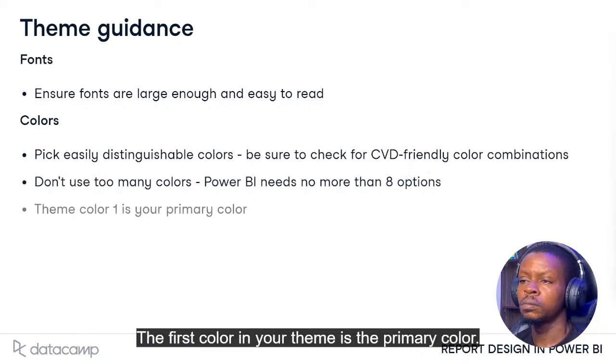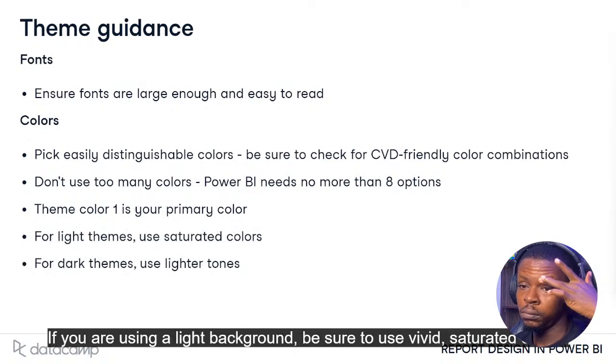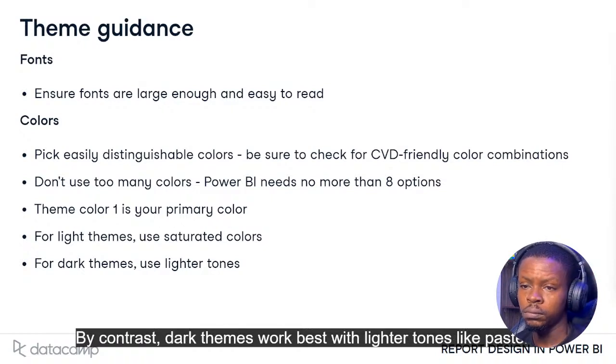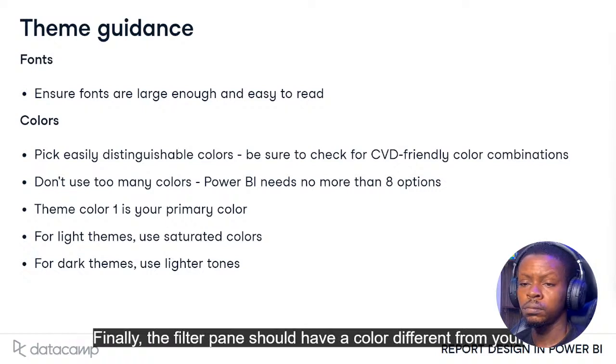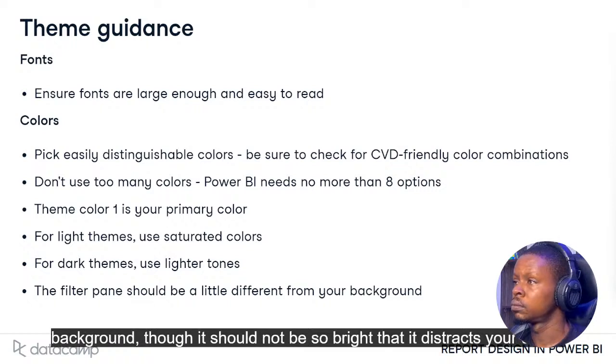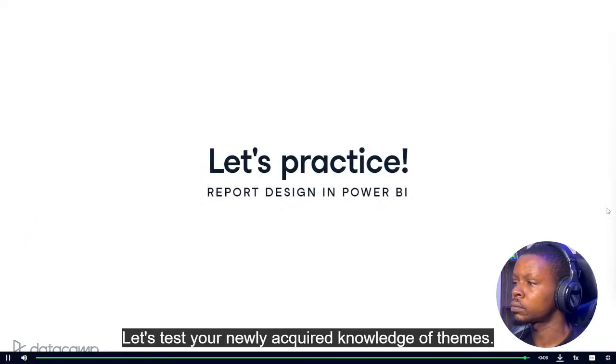The first colour in your theme is the primary colour. It will be the default first colour in various charts, the default colours for shapes, and more. If you are using a light background, be sure to use vivid, saturated colours. By contrast, dark themes work best with lighter tones, like pastels. The idea is to maximise the contrast between colours and the background. Finally, the filter pane should have a colour different from your background, though it should not be so bright that it distracts your users. Let's test your newly acquired knowledge of themes.